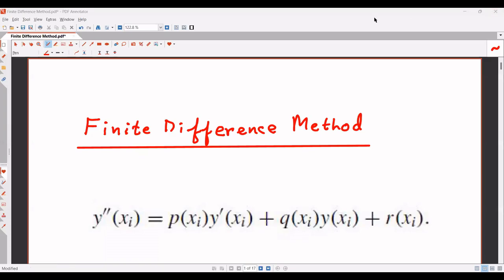The topic we are going to cover in today's class is boundary value problems. And the method we are going to learn and use for solving boundary value problems is called the finite difference method. There are other methods as well, but today our scope will be limited to the finite difference method only. Okay, let me first explain how the method works briefly with an example.